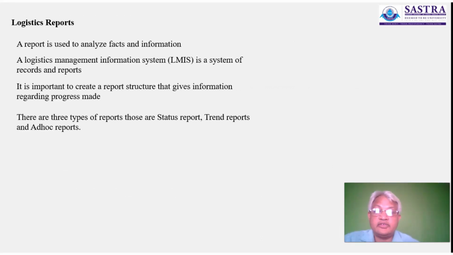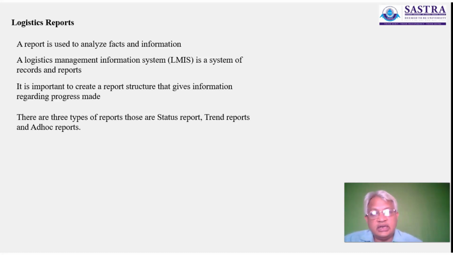Now we will discuss the final part of logistics measurement, which is reporting, that is, the logistics report. The importance of reporting is very crucial because that is the way information flows from one place to the other. A report is normally used by the management, the people in authority, to analyze facts and information before making a decision. This decision can be a preventive action or a corrective action.